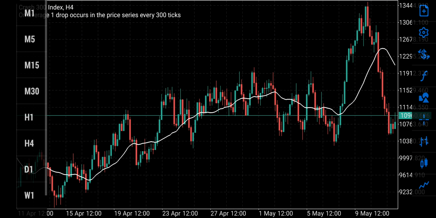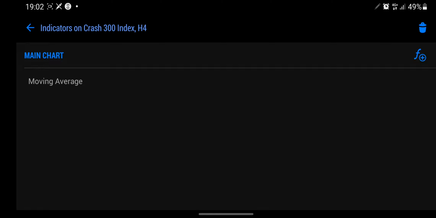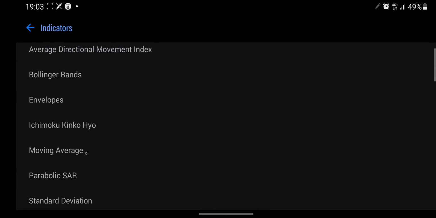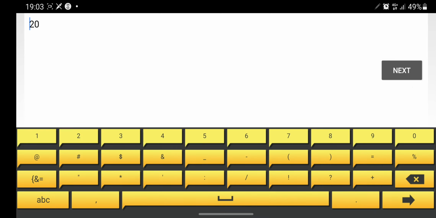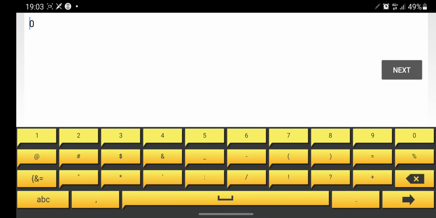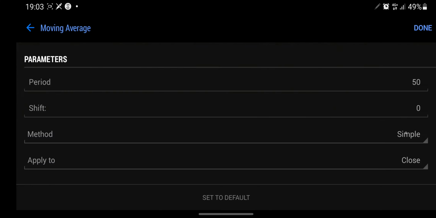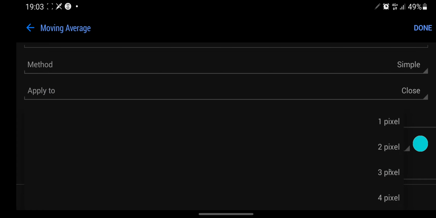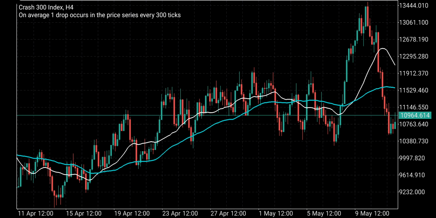Click on the F button, then click on F plus, and we go ahead and click on moving average again. But this time around it's going to be moving average 50, not 20. I like using the two together. Next is shift 0, apply to close. Then you choose the color. This time it shouldn't be white. Give it a color that we don't have on the screen. Then the pixel should be a bit bigger so I can see it clearly. Then we click on done.